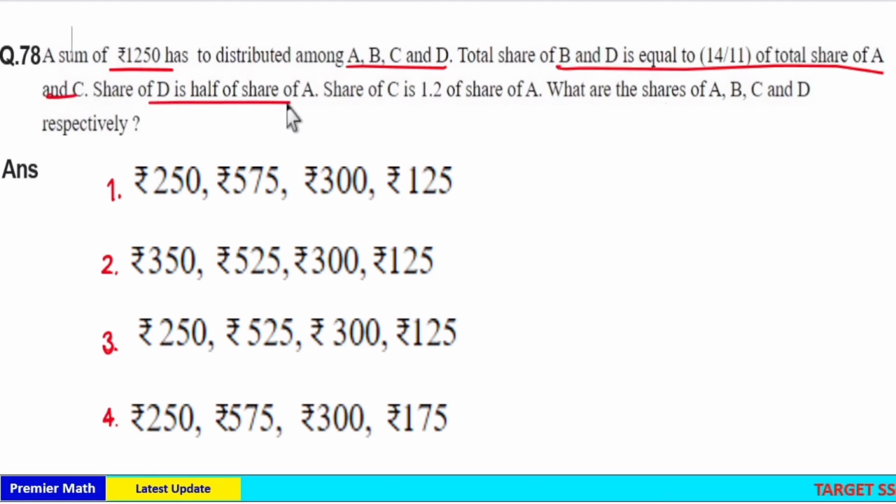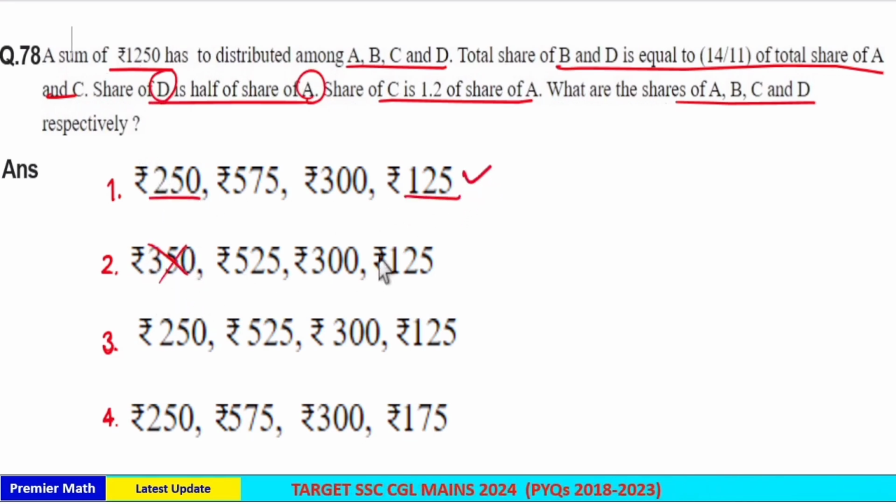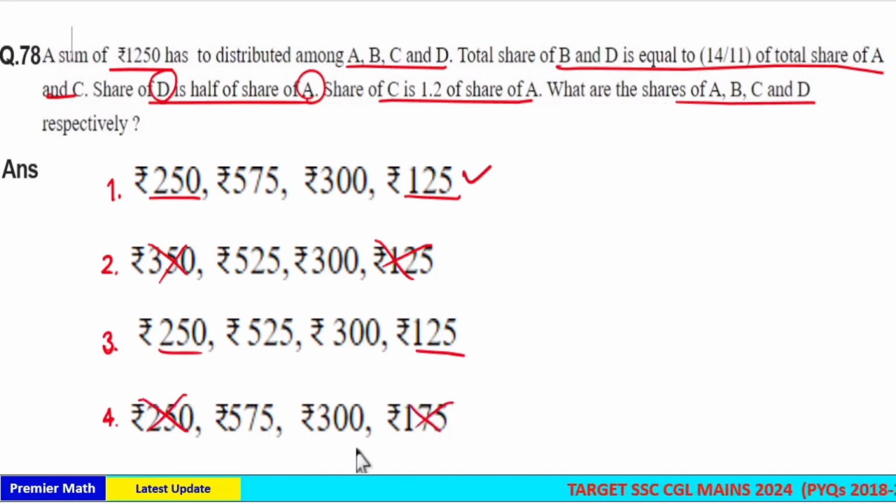Share of D is half of share of A. Share of C is 1.2 of share of A. What are the shares of A, B, C and D? Here, share of D is half of A. If you look at the options, 250, 125 correct; 350, 125 eliminated; 250, 125 correct; 250, 175 eliminated.